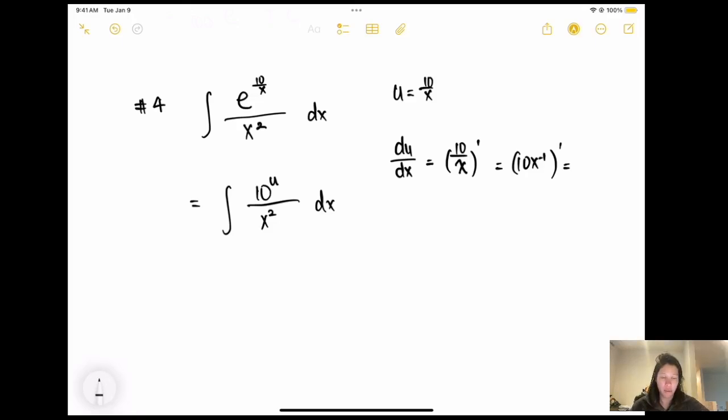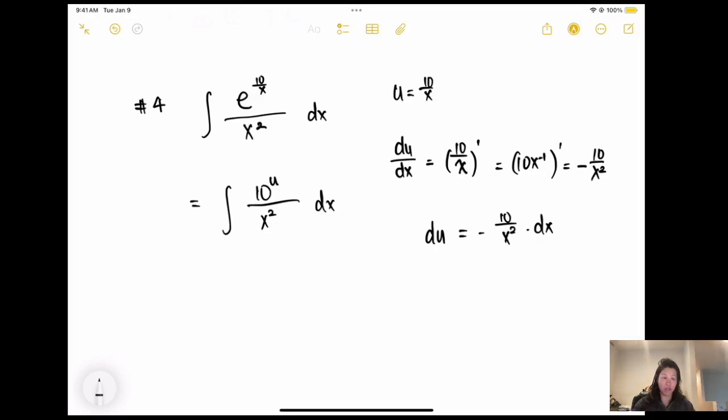And now, when we simplify it, we should have negative 10 over x squared. Now, we need to solve for dx, sorry. We need to multiply dx on both sides. So we have du over dx, multiply dx on both sides. So du is equal to negative 10 over x squared times dx.